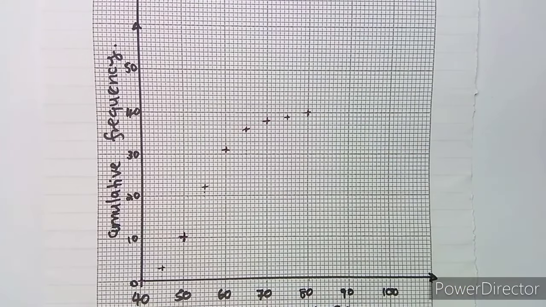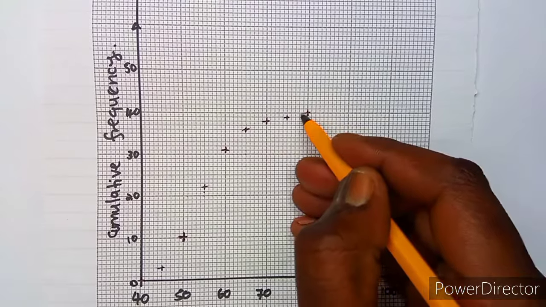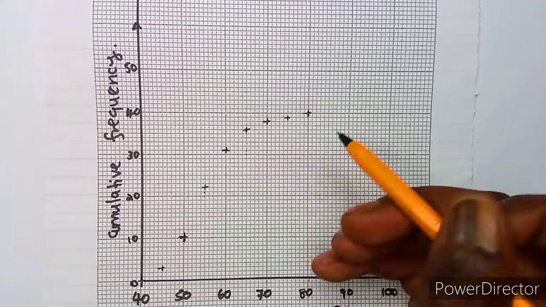Okay, so these are the points that you have got, and you must draw a smooth ogive. Make sure that your end is inside the curve for you to have a smooth ogive.